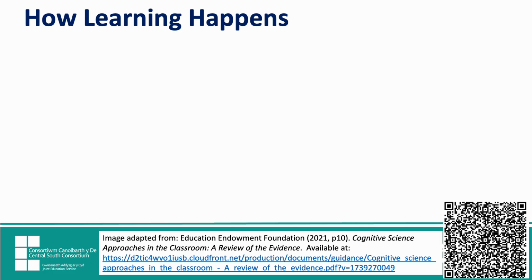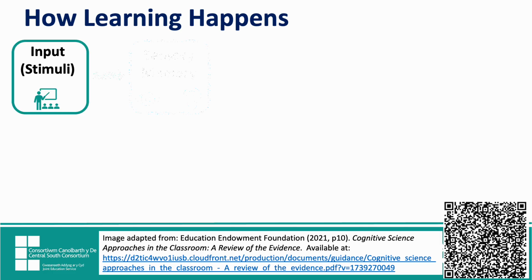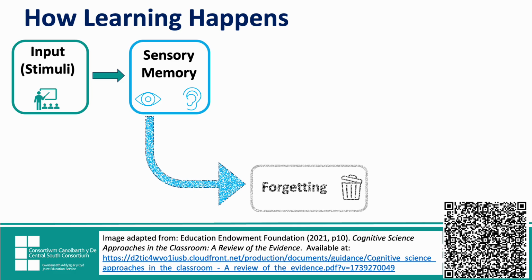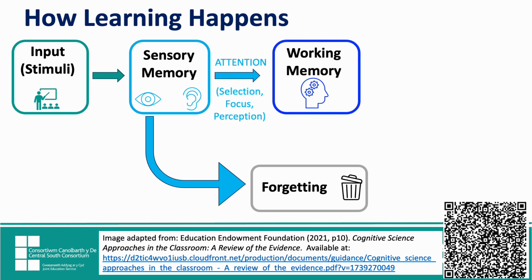It is the process of going from seeing or hearing something to storing it in long-term memory, and this involves several stages. An input, for example, hearing a teacher explain multiplication tables, the vast majority of which is forgotten. For example, the background noise, the clothes that the teacher's wearing, what is on the wall behind the teacher. A fraction of this enters the working memory. For example, 2 times 2 equals 4.